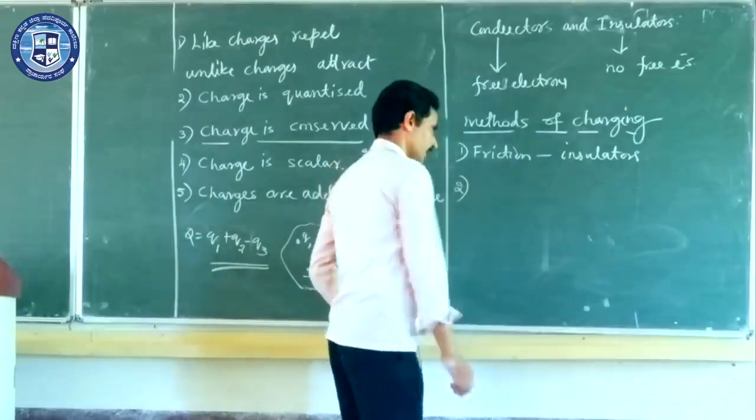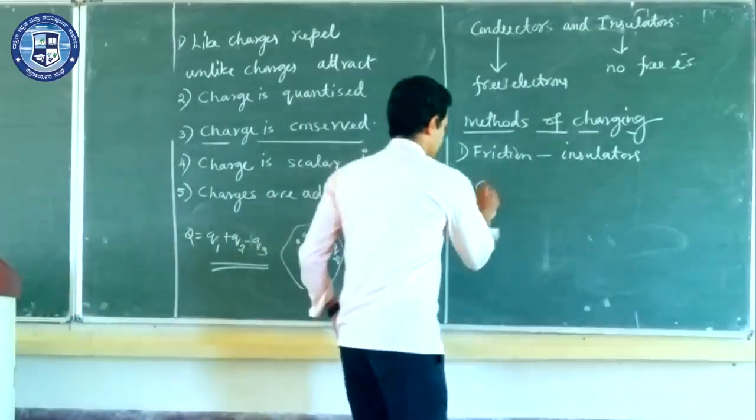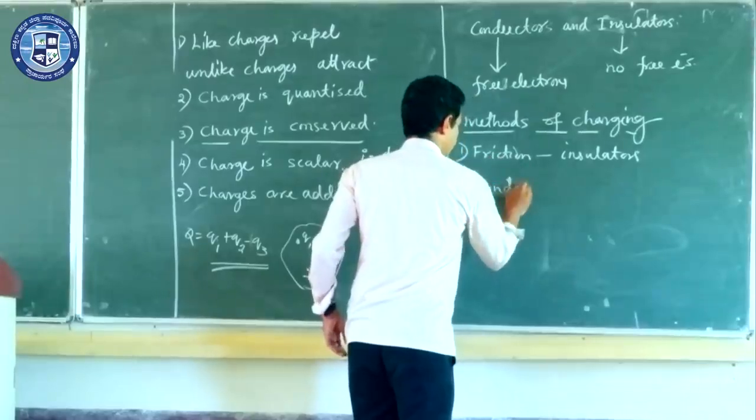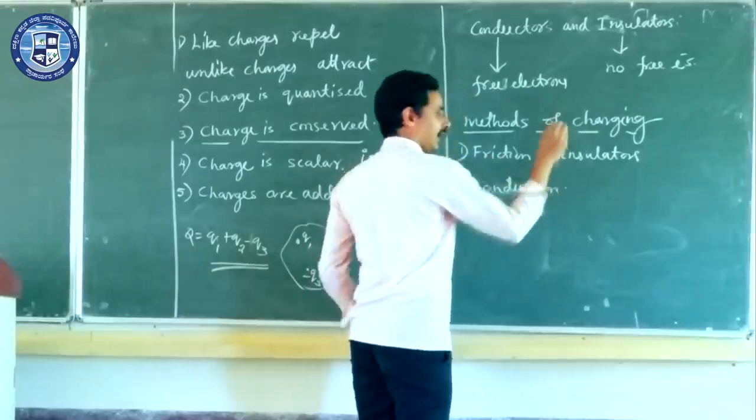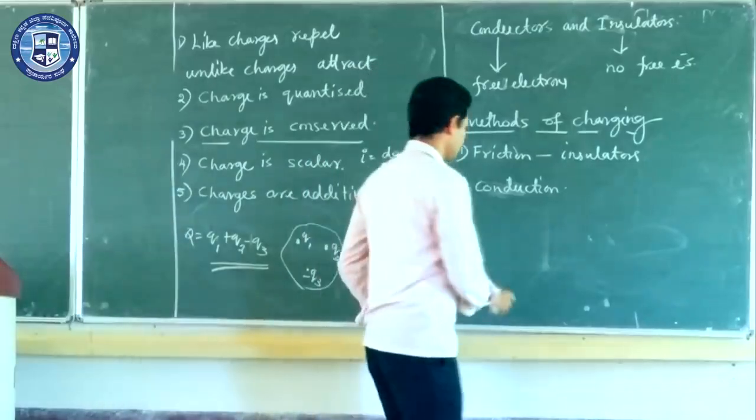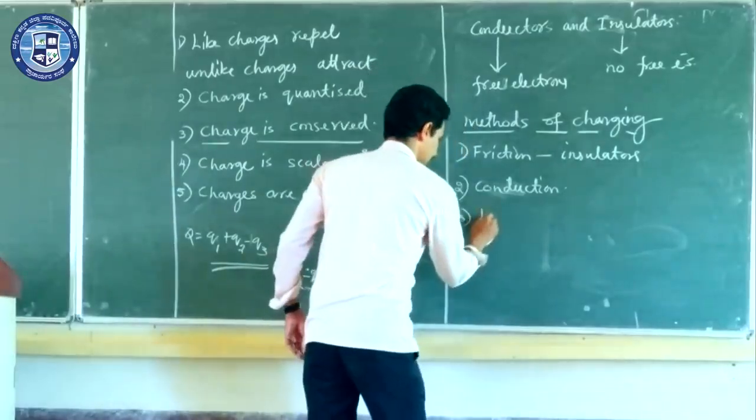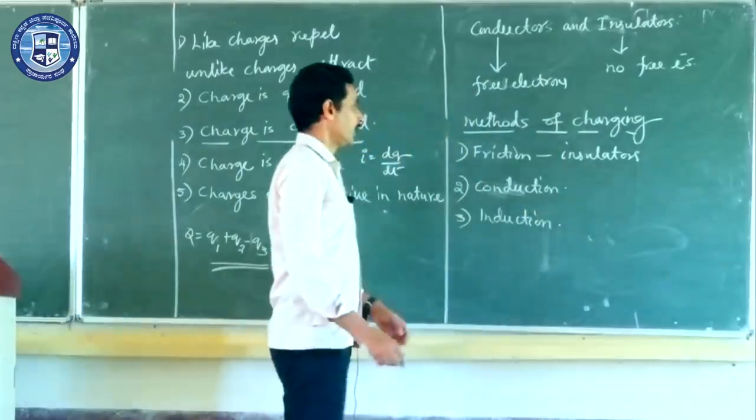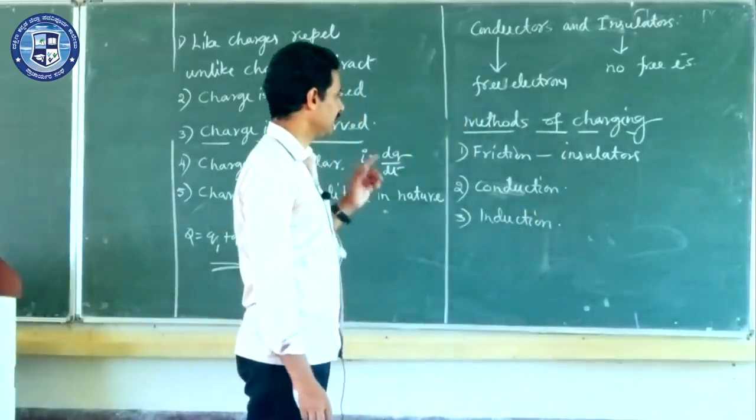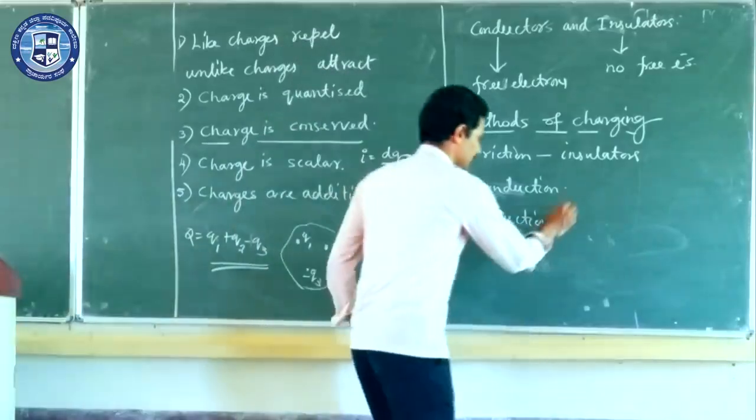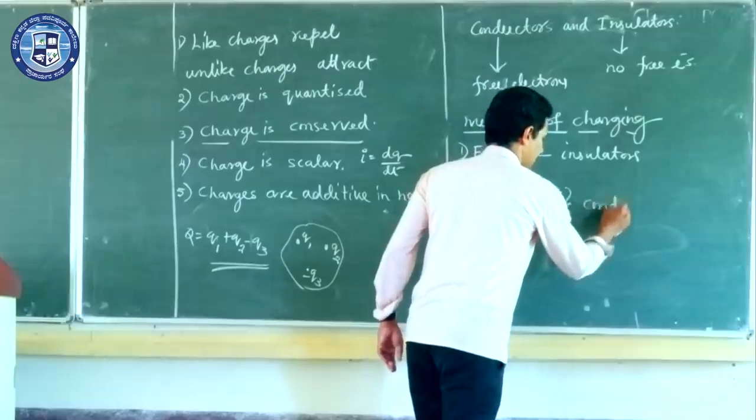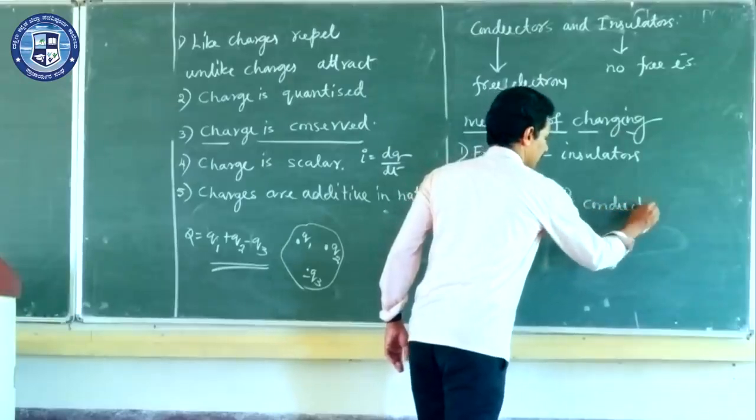Second one, conduction. Conduction, you know, conductor, and conduction, allowing, right? Conduction, and the third process is induction. So the three processes of charging a body are conduction, induction, and friction. We will see what it is. Only metals or conductors can be charged using this method.